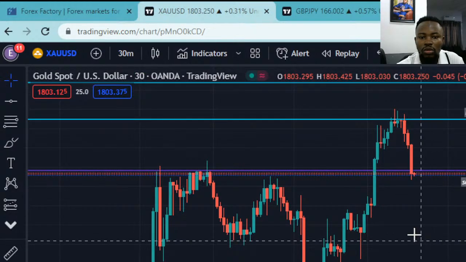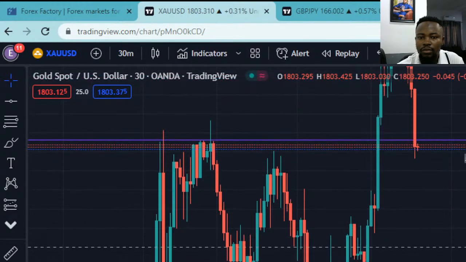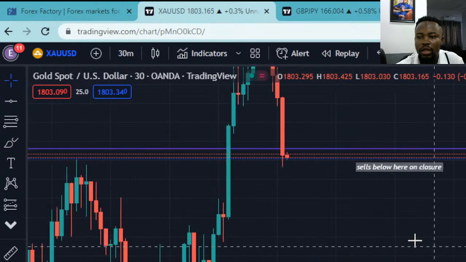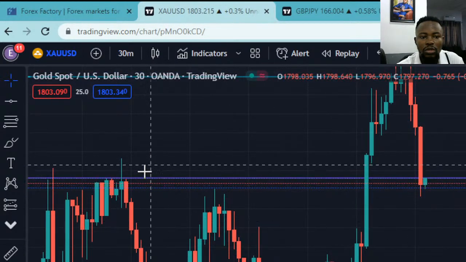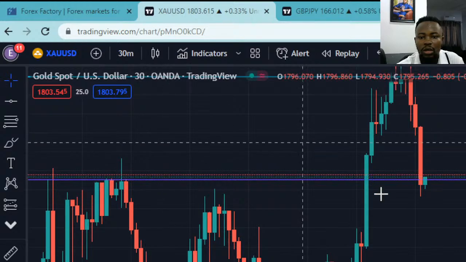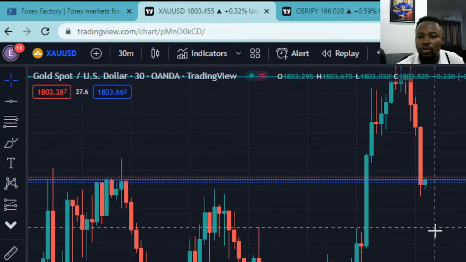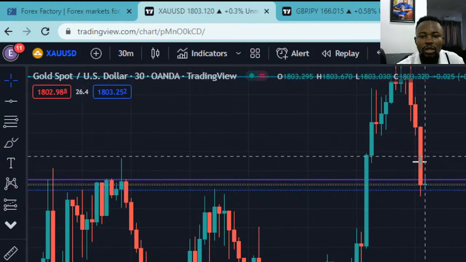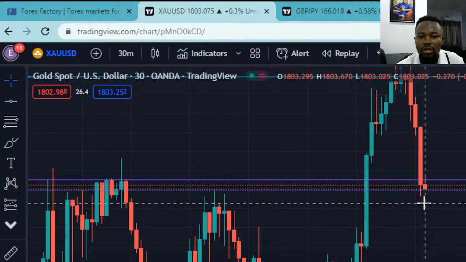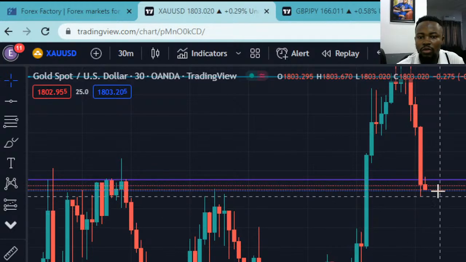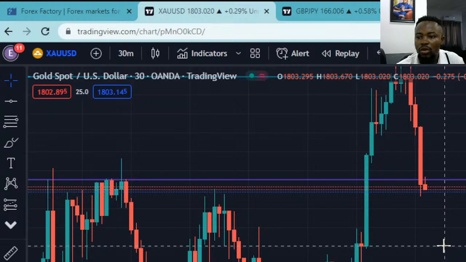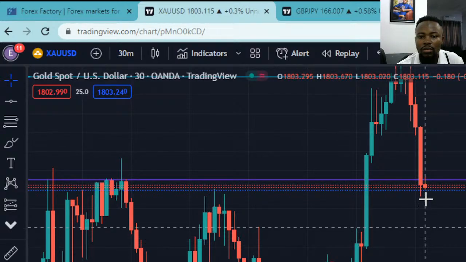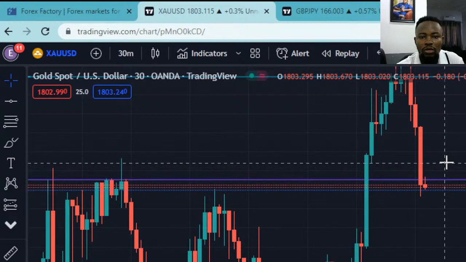So let's look at gold. Gold closed inside here. Gold closed inside our resistance, right? So now for me to take gold sales, I'll need this candle to give me a top wick and break these lows. If we break these lows, I think we'll execute ourselves from there for gold to continue down towards 1800 here.